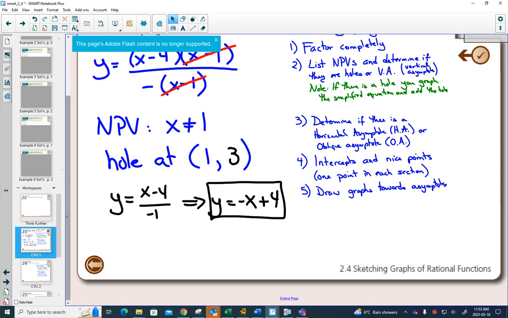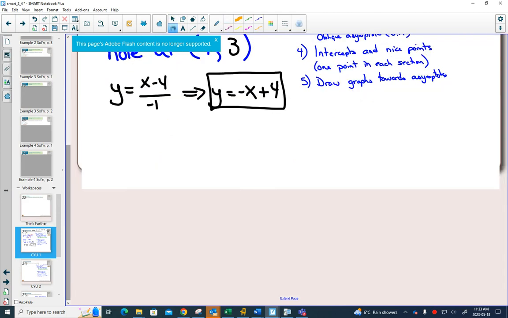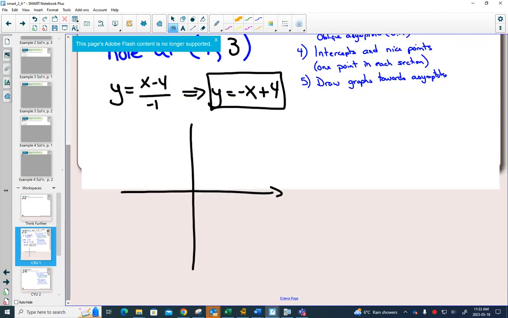It is no longer a rational graph. I don't have to worry about horizontal asymptotes or oblique asymptotes. I can just use my skills in graphing lines. What's it going to look like?